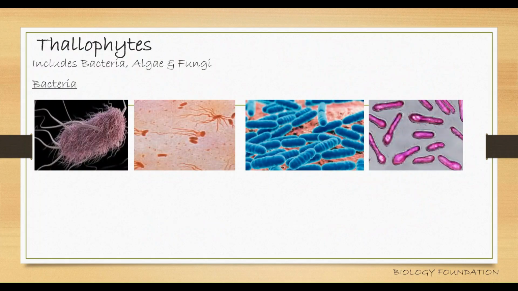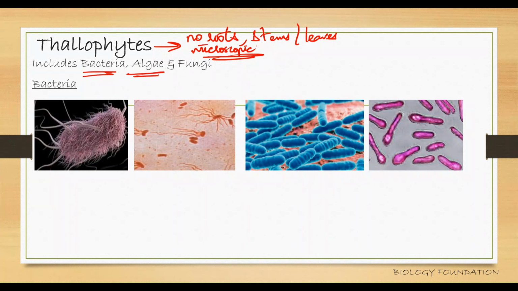Now let's understand about thallophyta or thallophytes. The members of this group thallophyta do not have roots, stems, or leaves. They have a very simple body structure, and all thallophytes mostly are microscopic. Majority of the thallophytes are microscopic, and thallophytes include what? Bacteria, algae, and fungi.